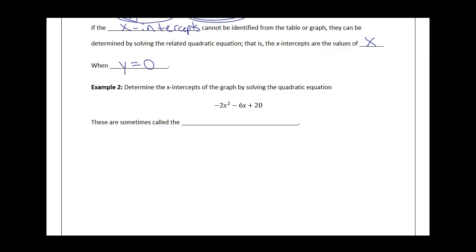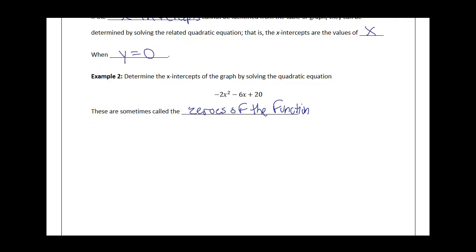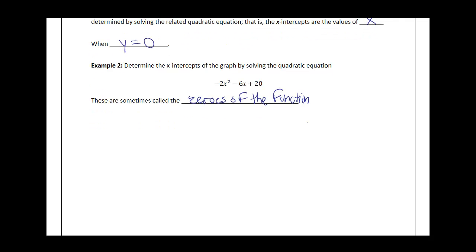-2x squared minus 6x plus 20. Now these are sometimes called the zeros of the function. So they are the x-intercepts, but also called the zeros of the function. So let's go ahead and use what we've learned in Unit 3. We have a quadratic equation, -2x squared minus 6x plus 20, and it's equal to 0 now because we set y equal to 0. From here, we can go ahead and solve by factoring.